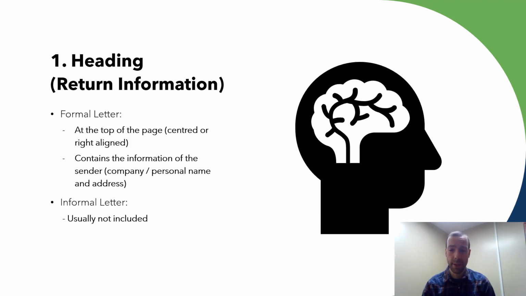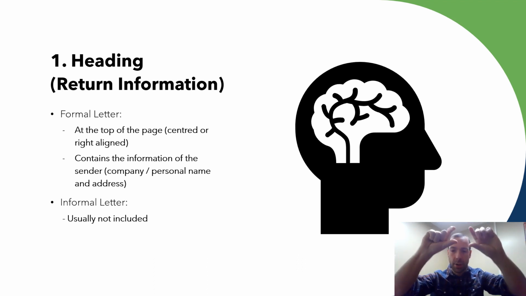The first part we want to think about is the heading. We are talking about these in the order that they appear on the page. The heading is at the top of a letter, and generally, the heading contains the return information. Usually you just see headings in formal letters. It's going to be, like I say, at the top of the page.